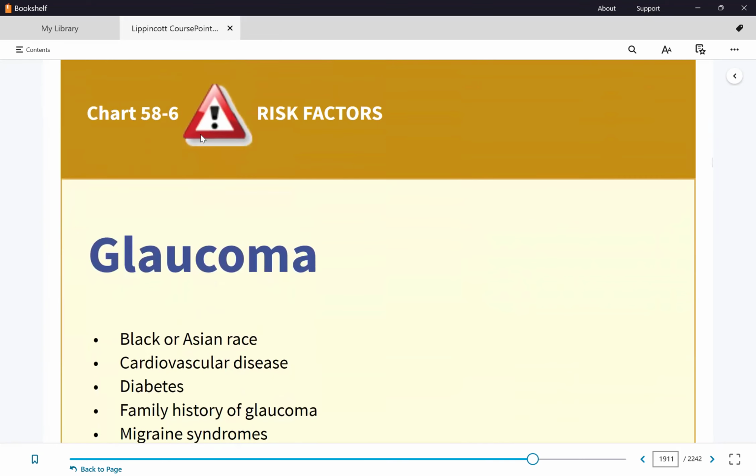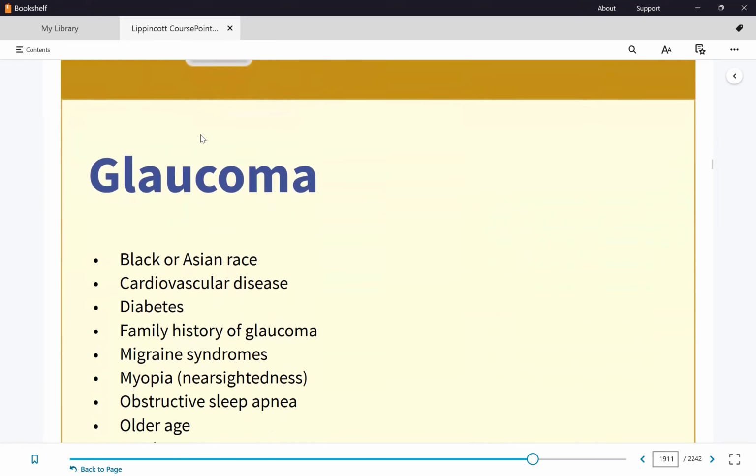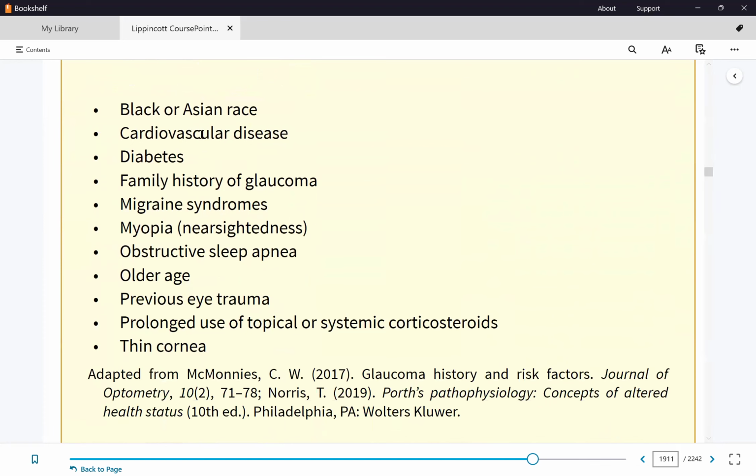Risk factors, chart 58-6. Select all that apply question? Maybe.